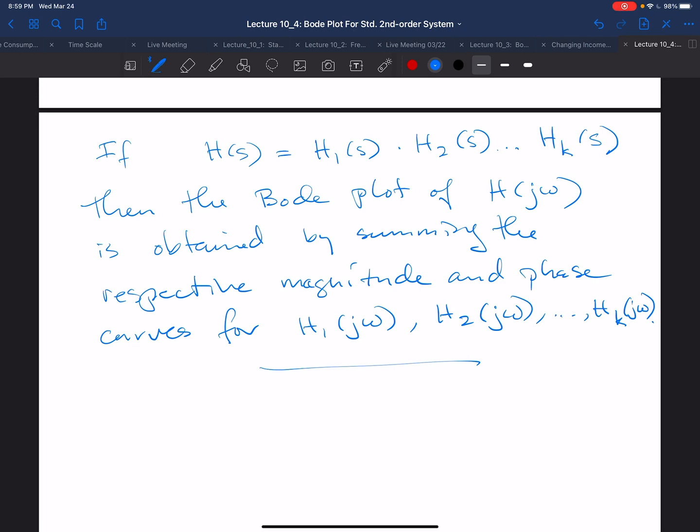With that, we've covered the basics of frequency response and the drawing of Bode plots. So we'll end this week's lectures at this point.